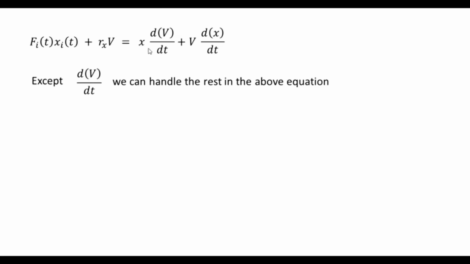Except this term dV/dt, we can handle the rest of the terms. We know the inlet feed rate as a function of time. We know the inlet cell concentration as a function of time. We know the rate of cell formation, and we know the volume of the bioreactor. So this is the only term that we need to handle to get a handle on this equation.